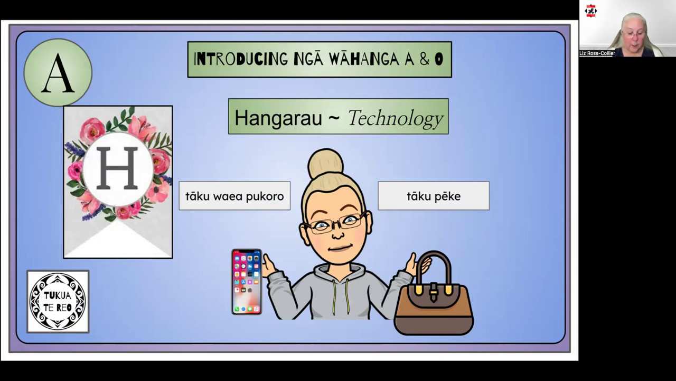This covers everyday objects and things. Some examples of these are things we might have around the house. If I was to say my bag, tāku peke, my phone, tāku waia pūkoro, and so on. Objects and things that we own all sit in the A category.